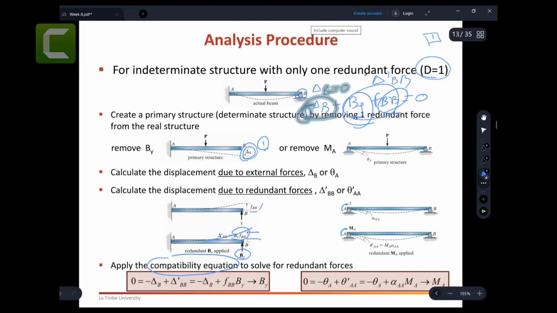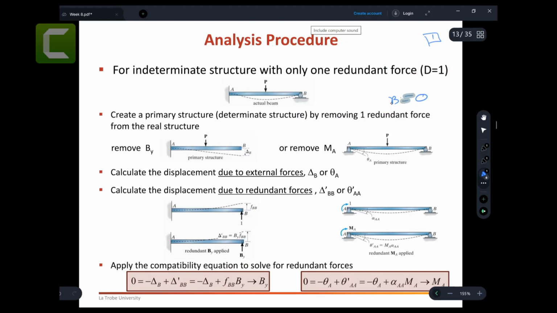There is another way as well. This is one way. There are no rules, by the way, on which one you choose. The easier one is what I show you. Students may find difficulties here, that you can keep this roller, and you can make this moment the redundant. So this fixed support becomes a pin. For that, your moment is redundant.